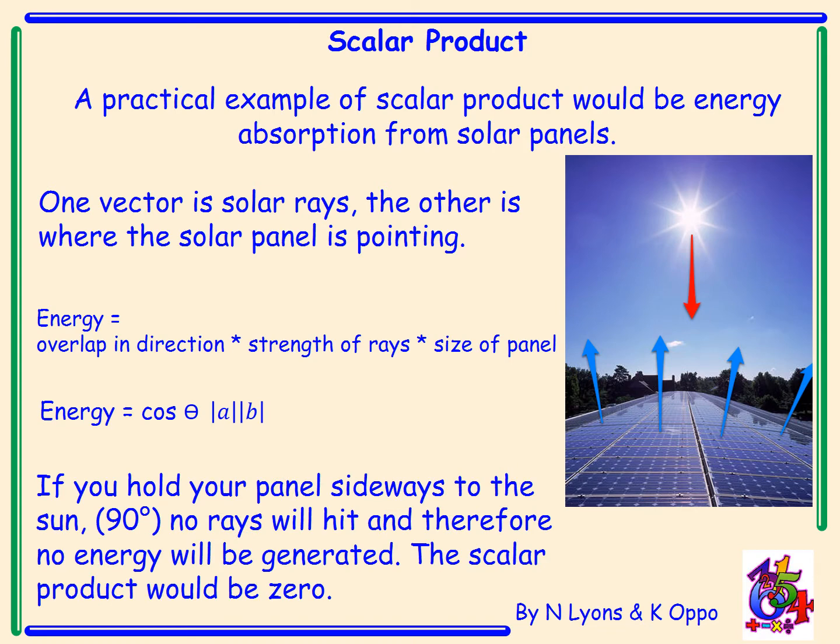If you hold your panel sideways to the sun, therefore at a 90-degree angle, no rays will hit and therefore no energy will be generated. The scalar product would be 0. The reason the scalar product would be 0 is because cos of 90 is equal to 0.